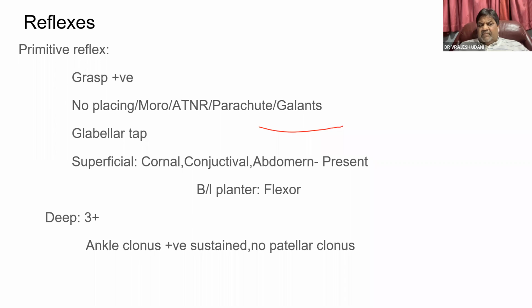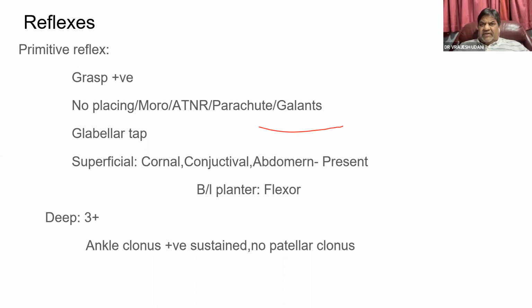Is the grasp reflex a primitive reflex or not? Yeah, it's a primitive reflex. So is it present or not present? No, sir, it's absent. So which primitive reflexes, if they persist, do you consider abnormal at this age? ATNR, if it's present, is an abnormal reflex. Moro too. In fact, all primitive reflexes would be abnormal at this age, no? Yeah. So if the grasp reflex is present, that is abnormal.